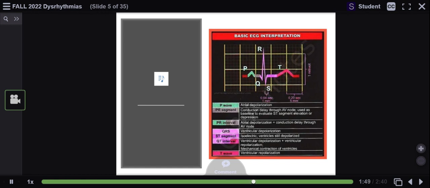So our P is, again, atrial depolarization. I keep on saying this. How many times do I have to say this for you to remember? QRS, ventricular depolarization, and then our ventricular repolarization.